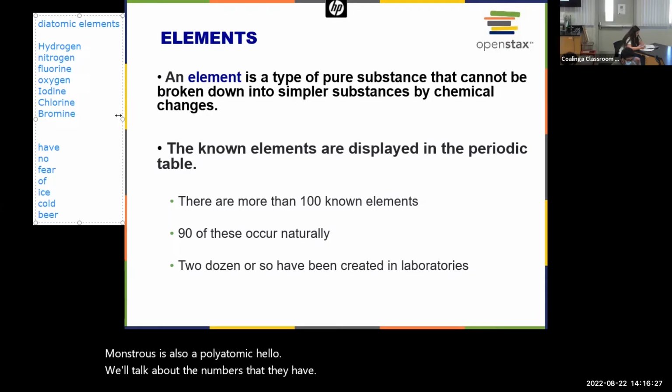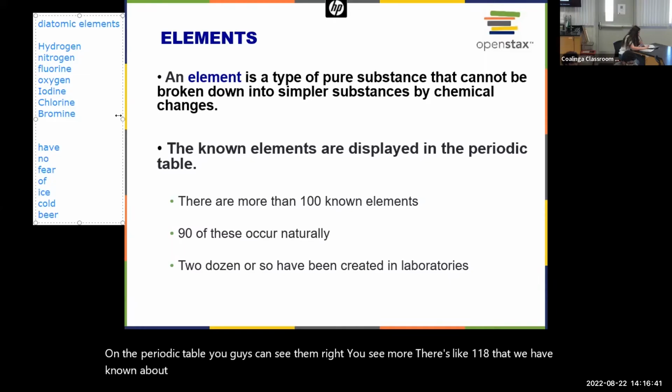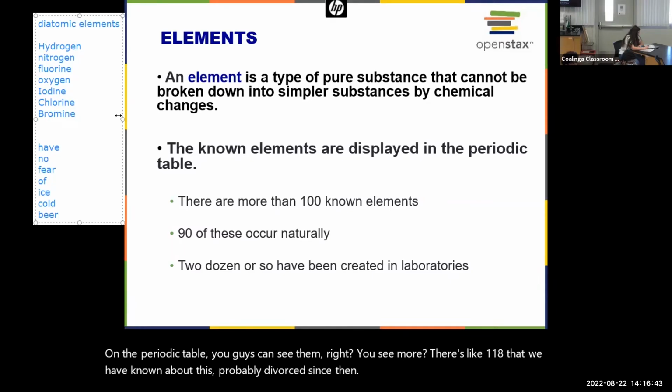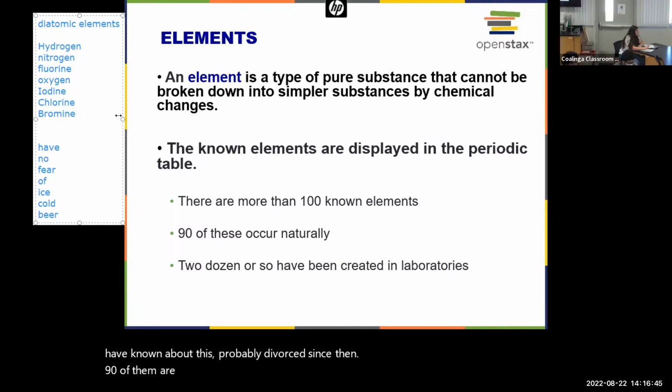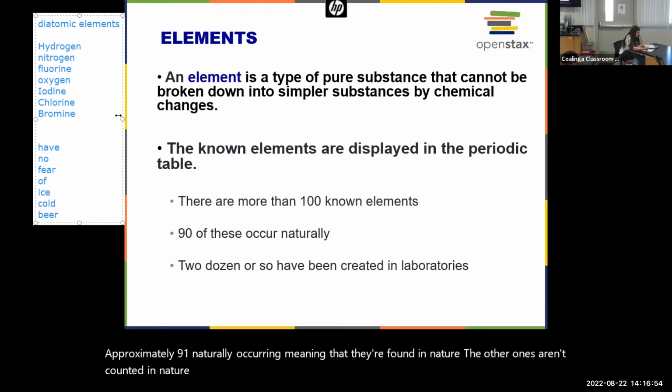Okay, so right now, there's well over 100 elements on the periodic table. You guys can see that, right? There's like 118 that we have known about. There's probably even more since then. Right? 90 of them are naturally occurring, meaning that they're found in nature. The other ones aren't found in nature, we make them. Okay.